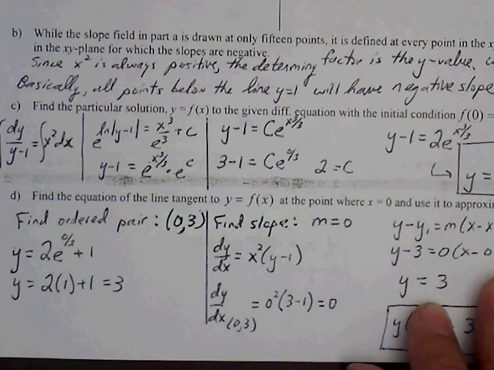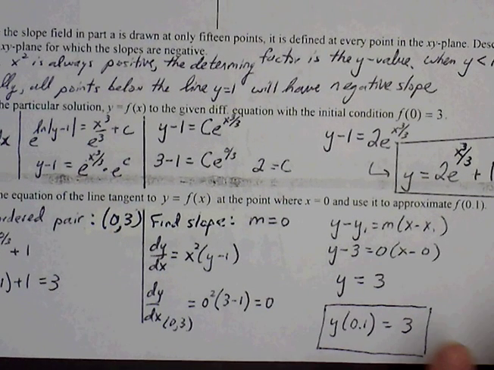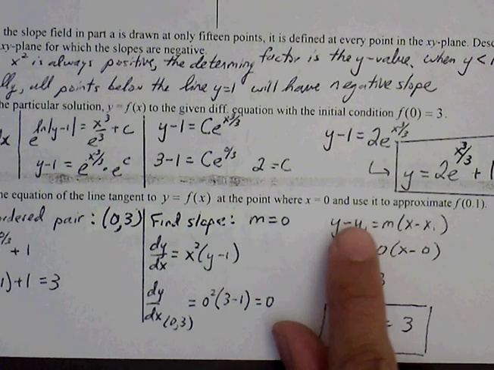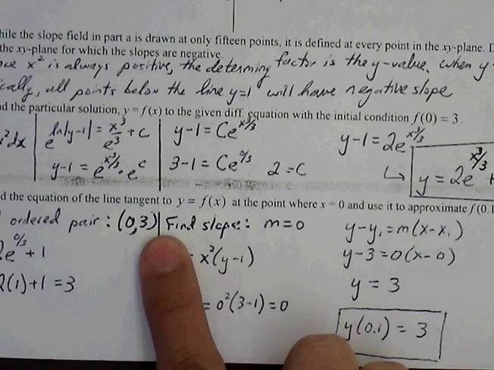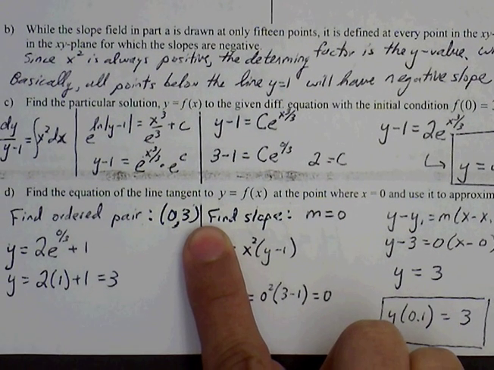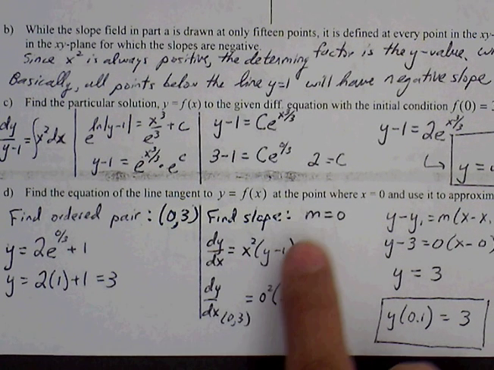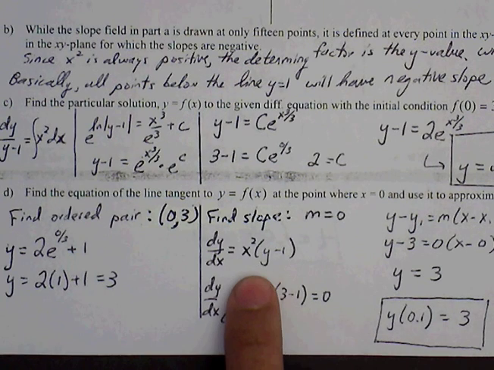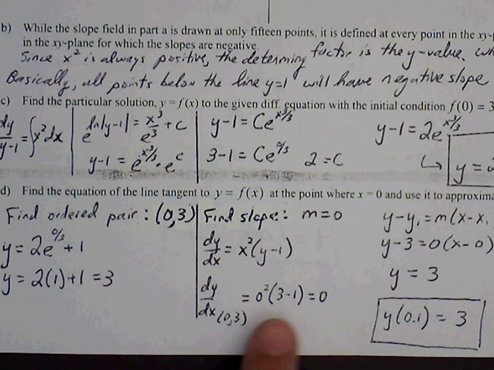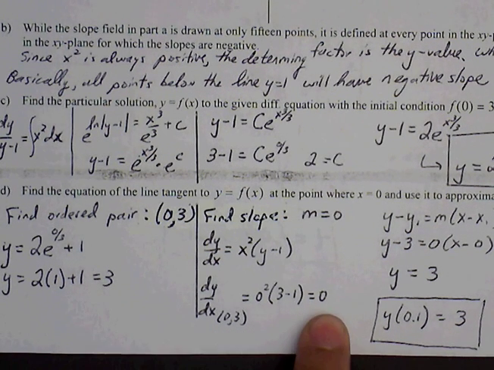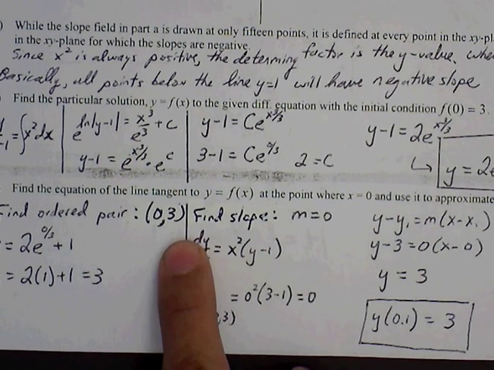All right, part D, find the equation of the line tangent to our function at point x equals 0 and use it to approximate f of 0.1. Now, the ordered pair that we have is 0, 3, so that's already given to us. The only other thing that we need when we find the equation of a tangent line is the slope. So to find the slope, we can simply plug into our differential equation. So plug 0 in for x, 1 in for y, and then we get our derivative simply canceling out to be 0. So our slope is 0, our ordered pair is 0, 3.